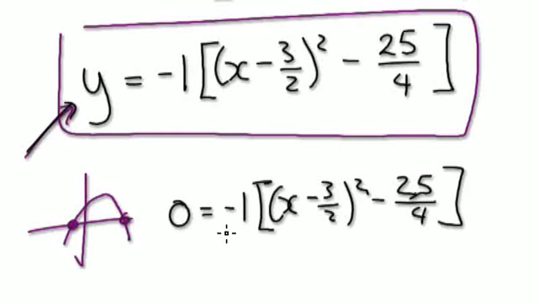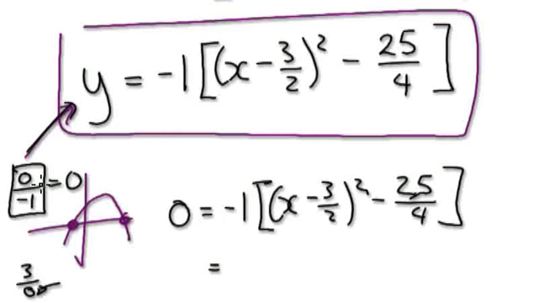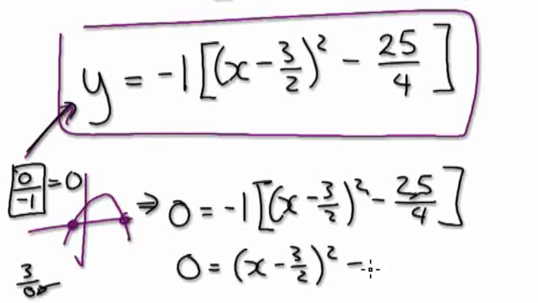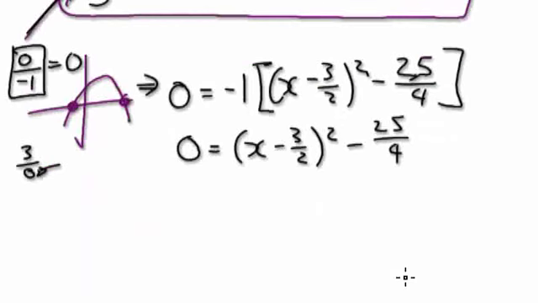Now divide both sides by minus 1. So 0 divided by minus 1 is actually 0. You're allowed to do this. You're not allowed to have something like 3 over 0, you can't divide by 0, but you can have 0 divided by a number. So when you divide both sides by minus 1, this will be 0 equals x minus 3 over 2 squared minus 25 over 4. Now add this to both sides.